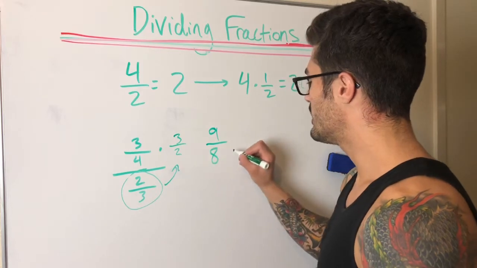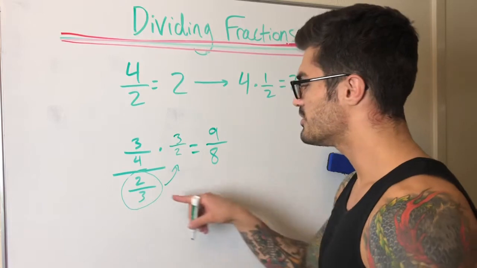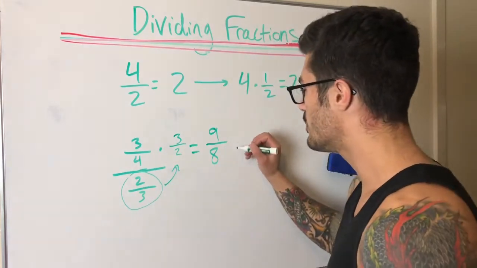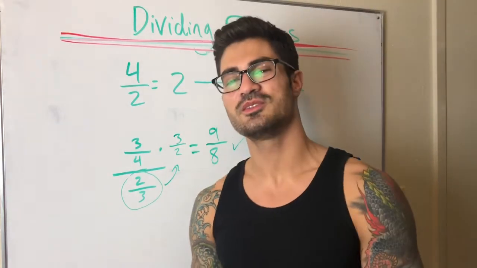9/8. And as we suspected, the answer was bigger than our original numerator because we divided by something between 0 and 1. And we are done, and it's that simple. We'll get to a little bit more examples.